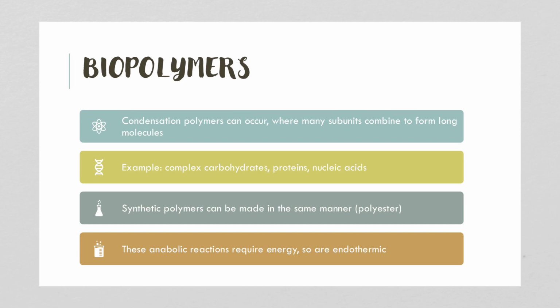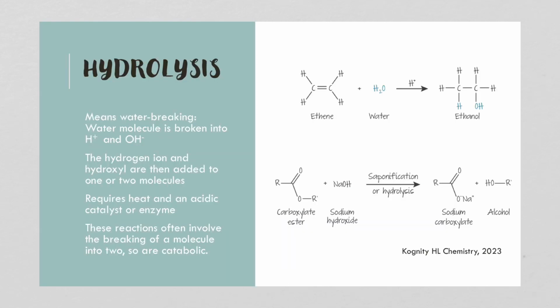We can also make synthetic polymers in the same manner. For instance, polyester is an example. These are all anabolic reactions and they require energy to form, so they're endothermic. Hydrolysis reactions means water breaking. So water molecules are broken into hydrogen and hydroxide, and the hydrogen ion and hydroxyl are then added to one or two of the molecules. So this requires heat and an acidic catalyst or enzyme to occur as well.